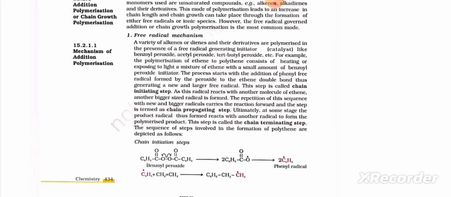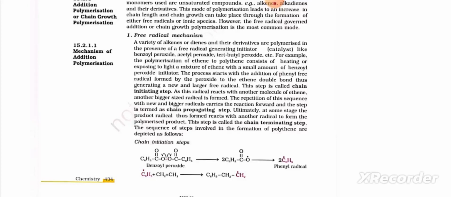The process starts with the addition of a phenyl free radical formed by the peroxide to the ethene double bond, thus generating a new and larger free radical. This step is called the chain initiation step. As the radical reacts with another monomer molecule of ethene, another bigger size radical is formed. The repetition of this sequence with new bigger radicals carries the reaction forward, and the step is termed the chain propagation step.